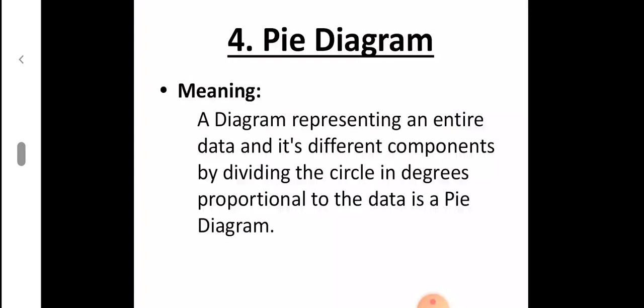Now we discuss the next type of diagram. Fourth, pie diagram. A diagram representing an entire data and its different components by dividing the circle in degrees proportional to the data is a pie diagram. Pie diagram is drawn for the similar type of data for which a bar diagram can be drawn.